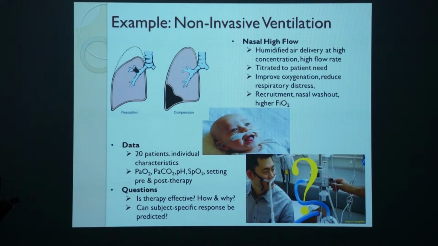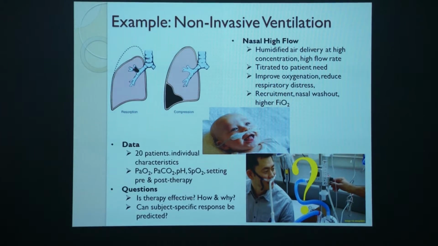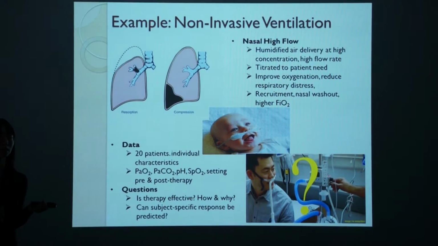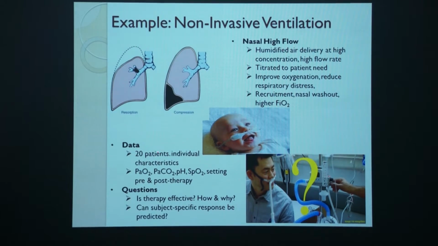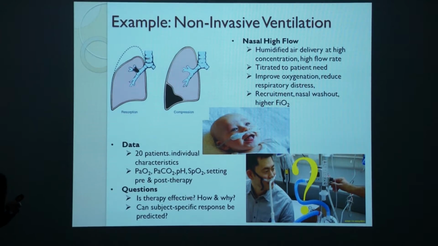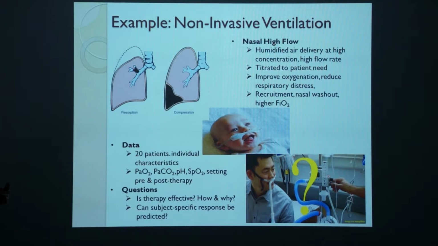And what we want the model to do is to predict these patients' responses and see which one of these mechanisms actually works, how much it works, and in which patients these mechanisms work. Right. So we have 20 patients that have undergone cardiac surgery, so we actually have real patient data. We know that a portion of their lungs are collapsed, so they actually require nasal high flow therapy.